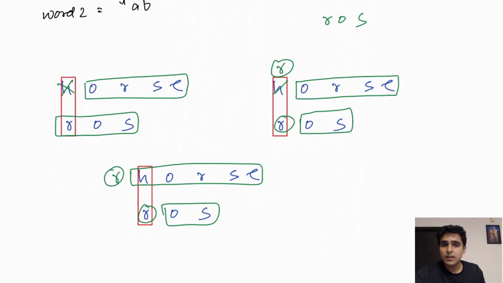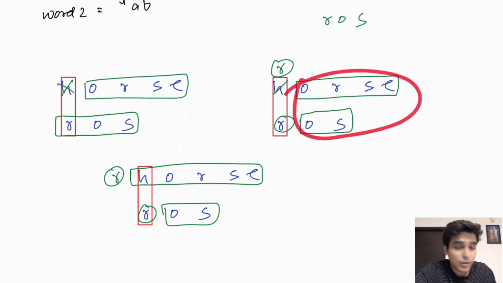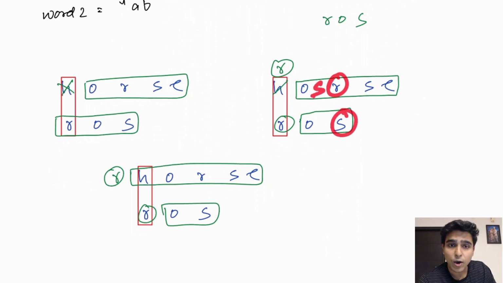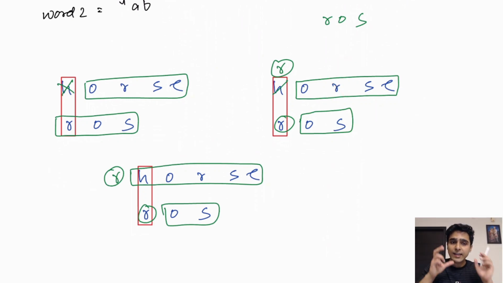Okay. So at every point, now let's say you are at this point. So here also there are two methods. Since O and O are equal, you will move forward. Now you look at RS. Again, either you can add S, or you can delete R, or you can replace R with S. So again, at every point there are three operations you can perform.